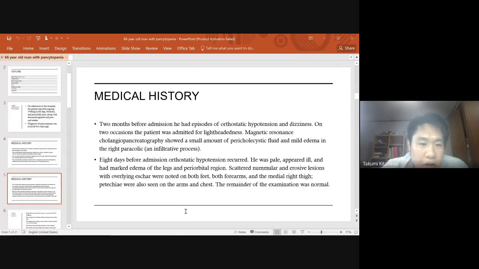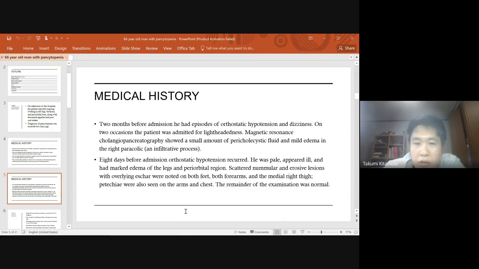I continue the medical history. So 2 months before admission, he had an episode of orthostatic hypotension and dizziness. On 2 occasions, the patient was admitted for right tenderness. Magnetic resonance imaging showed a small amount of pericardial fluid and edema in the right paracolic infiltrative process.